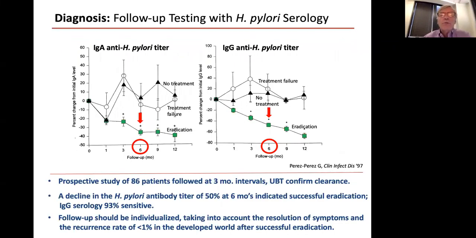What I started to mention earlier is the convenience of follow-up testing by serology. And I really am a proponent of this for the following reasons. This is a study of 86 individuals who were followed at 3-month intervals with a urea breath test to confirm clearance. They compared people among the 86 individuals who received no treatment, who were treatment failures, and people who eradicated H. pylori. And they showed a decline in H. pylori IgA and IgG antibody titer at 6 months of 50%.